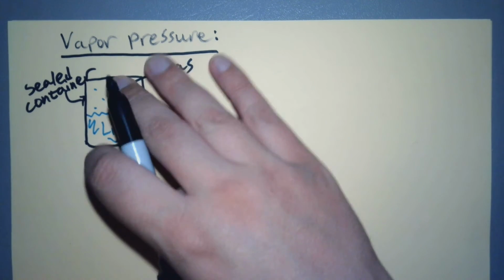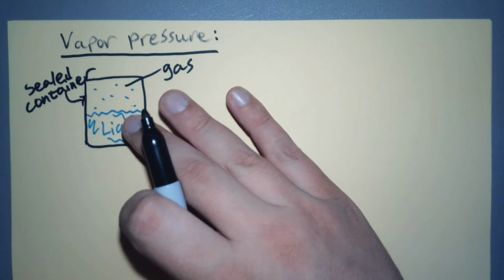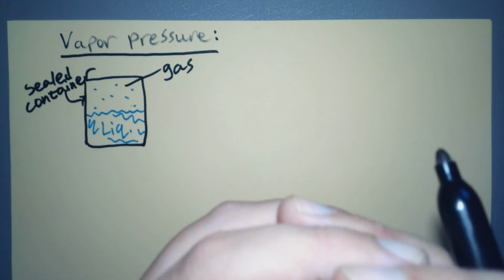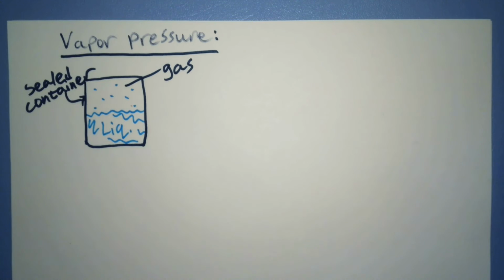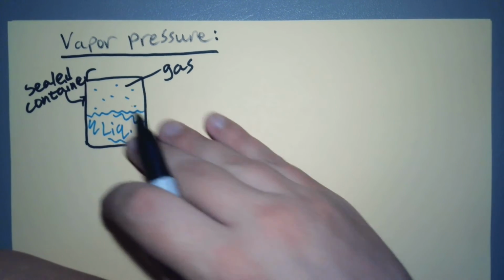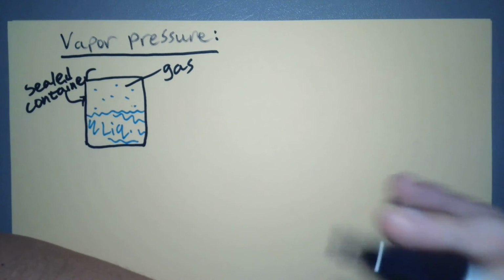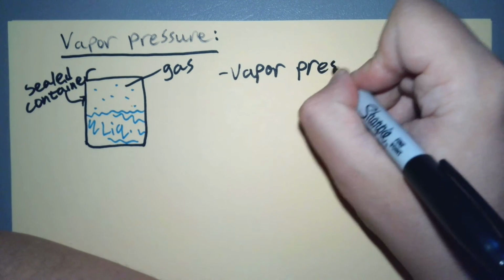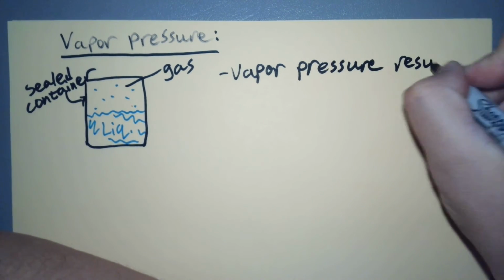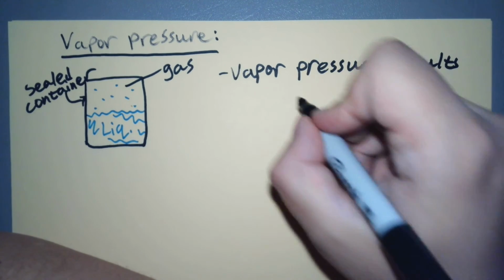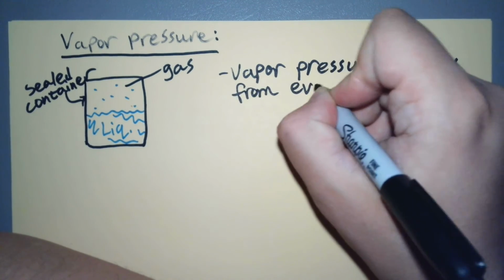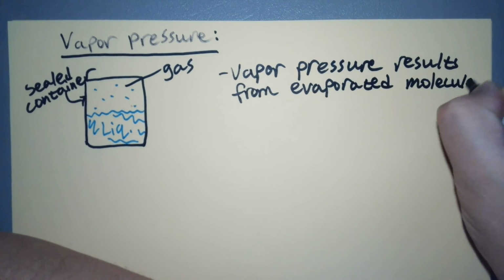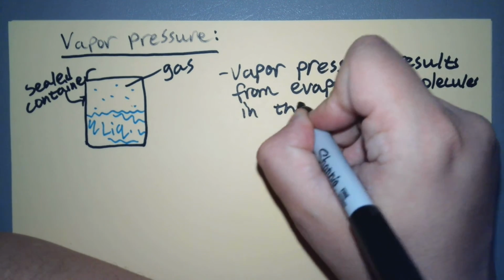So first off, a volatile liquid is a liquid that's going to put off gas particles. Some liquids are non-volatile. They just don't have any gas particles until we get them really, really hot. So generally we consider it volatile if at room temperature it does this. And so it has a vapor pressure that results from evaporated molecules that are in the gas phase.